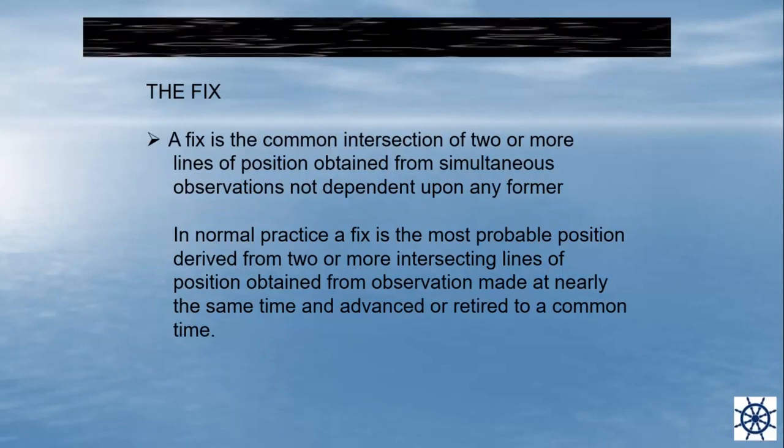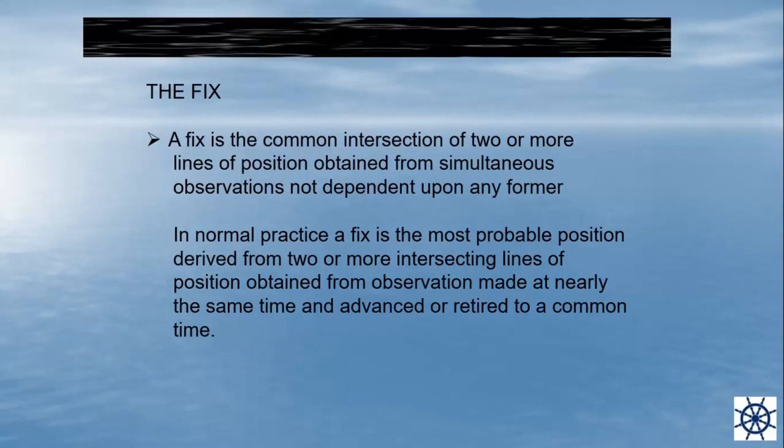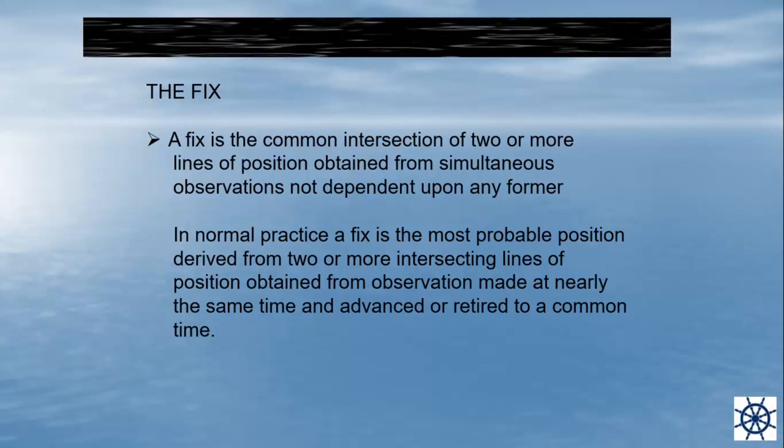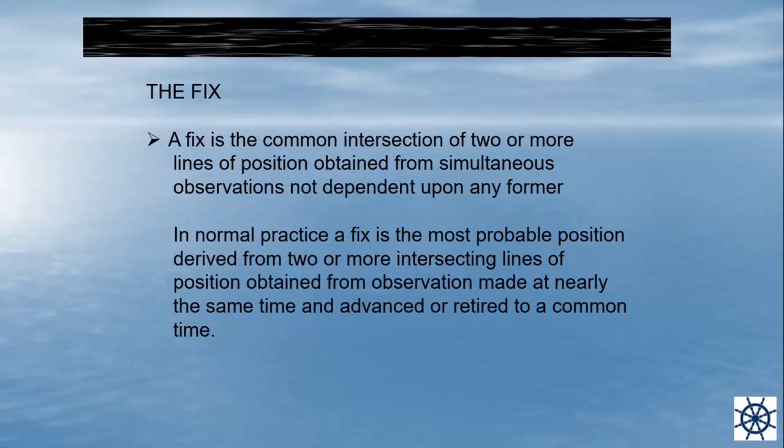A fix is the common intersection of two or more lines of position obtained from simultaneous observation, not dependent upon any former. In normal practice, a fix is the most probable position derived from two or more intersecting lines of position obtained from observation made at nearly the same time and advanced or retired to a common time.